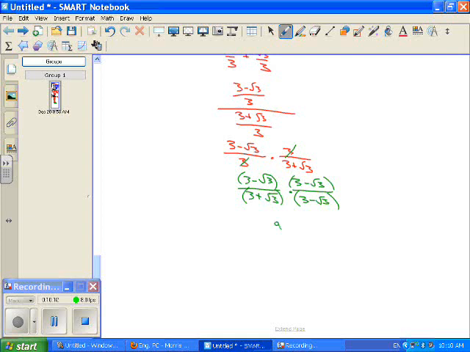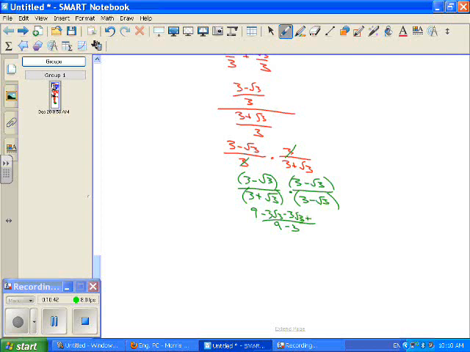3 times 3 is 9. 3 times negative square root of 3 is going to get me negative ugly. And square root of 3 times 3 is positive ugly, so they cancel. And then I get 3 times negative square root of 3 times square root of 3. So I'm going to get negative square root of 9, which is 3. So I get that. And then in the top, that one gets pretty ugly. So 3 times 3 is 9. Negative 3 square root of 3. Negative 3 square root of 3.